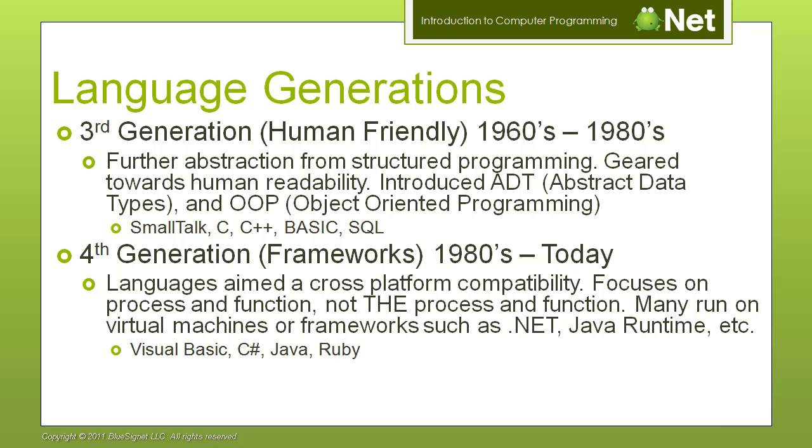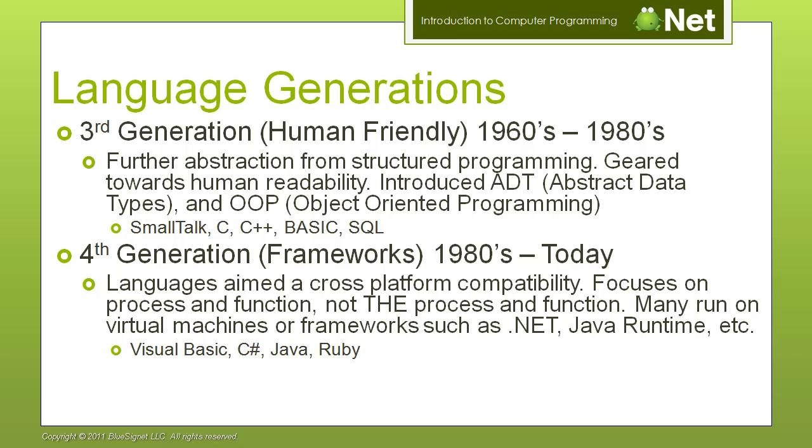We also saw things like the introduction of abstract data types and object-oriented programming, and some of the languages around this time that were coming out was Smalltalk, which was credited as the first object-oriented language. And then your lower languages like C, which is a low, high-level language, if that makes sense. C++, BASIC, and SQL.